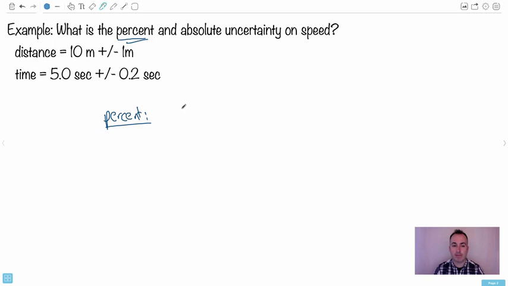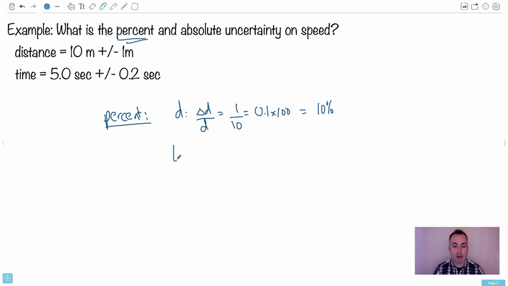So let's do the fractional uncertainty on distance. For distance, the fractional uncertainty is going to be delta D over D, which in this case, the uncertainty on D is just 1, and the actual value of distance is 10. Right now I'm actually finding the fractional uncertainty, which gives me 0.1. Now to do the percent uncertainty, I have to take that and multiply it by 100. So I move my decimal over by 2, and I end up with a percent uncertainty of 10% on the distance only.